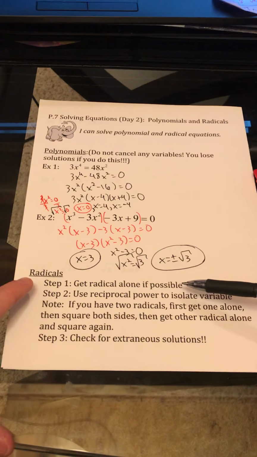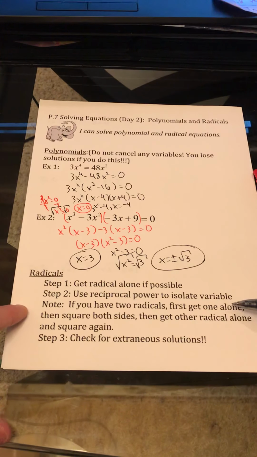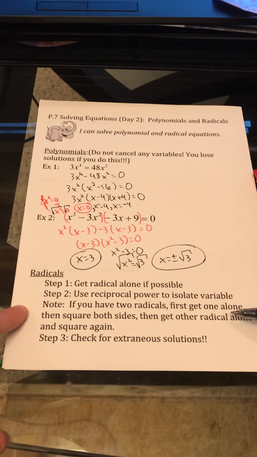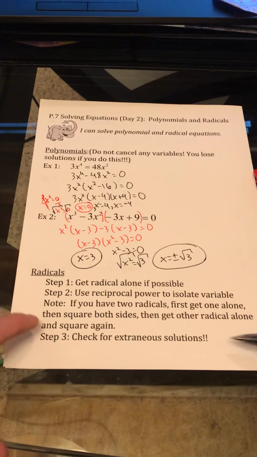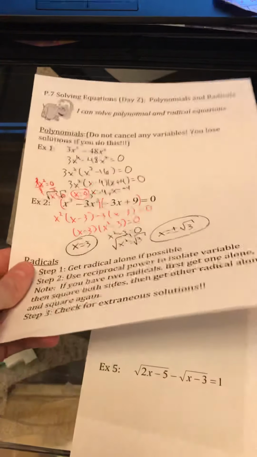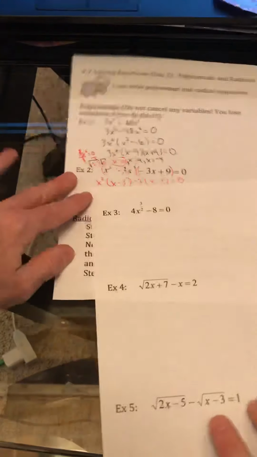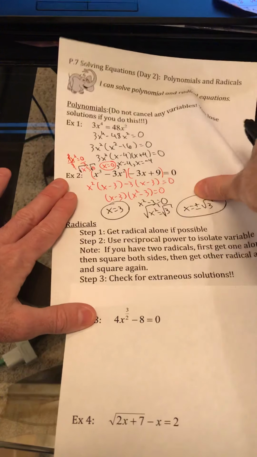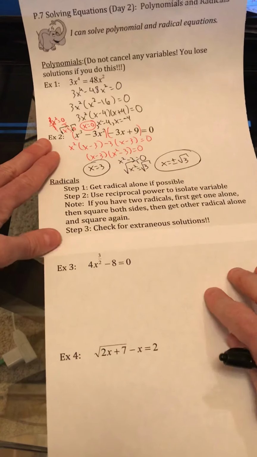If you have a radical equation, you always want to get the radical alone if possible. Then use the reciprocal power to isolate the variable. If you have 2 radicals, get one alone, square both sides, then get the other radical alone, square again. And then the one thing you do have to worry about with radical equations is checking for extraneous solutions. That is a possibility.